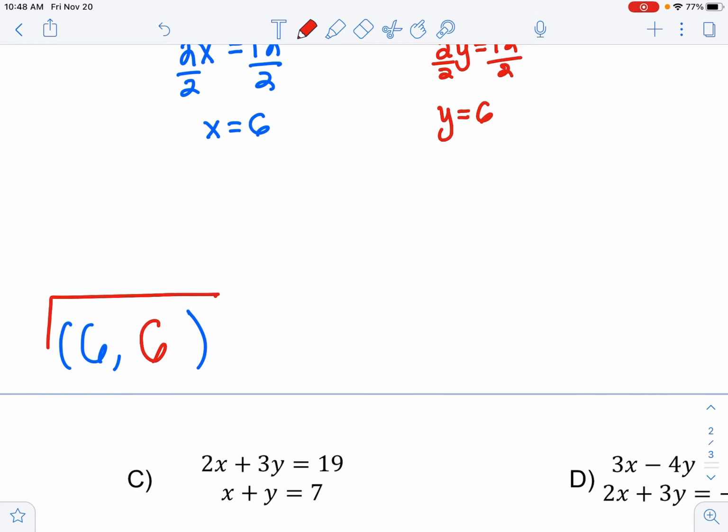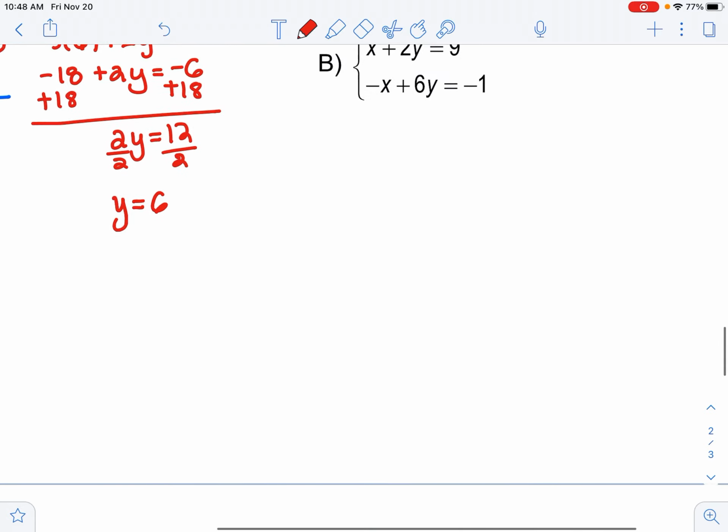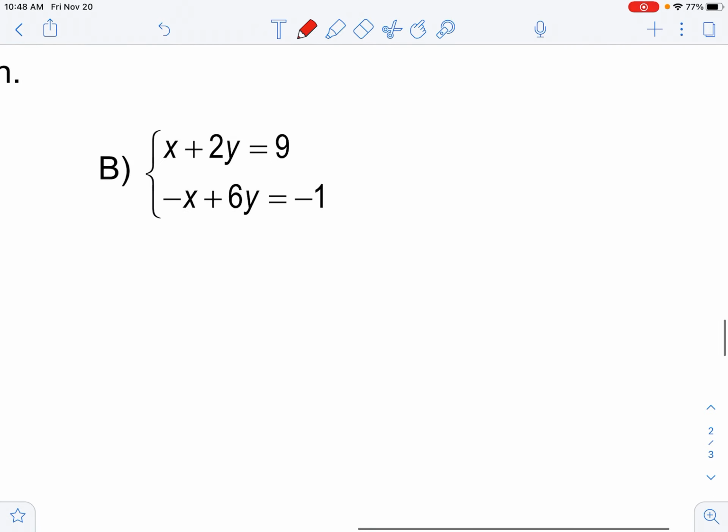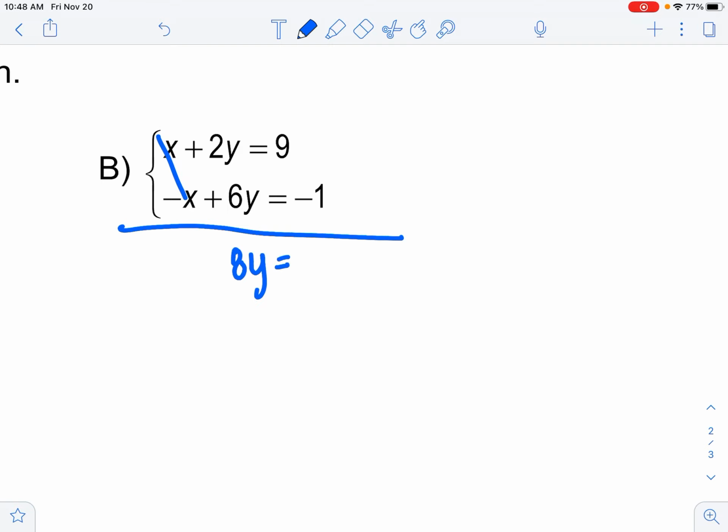5 times 6 is 30. 2 times 6 is 12. 30 minus 12 is 18, so that is my answer. All right, let's look at this one. If I combine them right now, will anything cancel out or eliminate? Yes, the x's will. So this one's ready to go also.